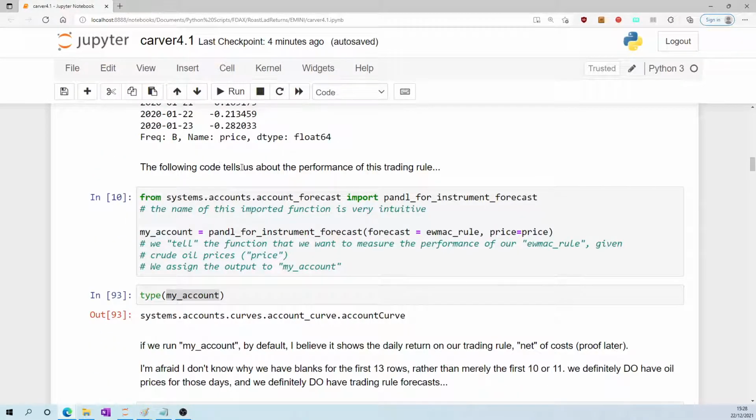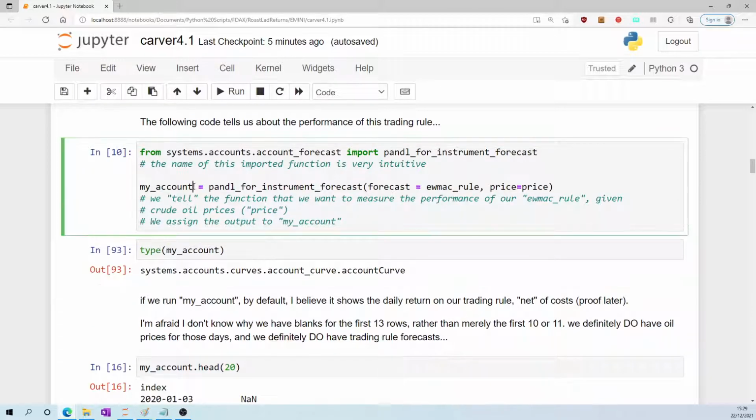The following code tells us about the performance of this trading rule. From systems, import profit and loss for instrument forecast. The name of this function is very intuitive. Profit and loss for oil futures, exponentially weighted moving average crossover forecast in our case. So we run that function, feeding it our trading rule and the oil price, and the result we assign to an object called myAccount.